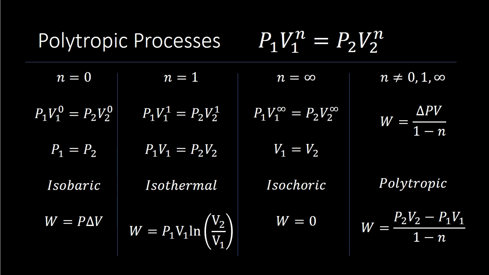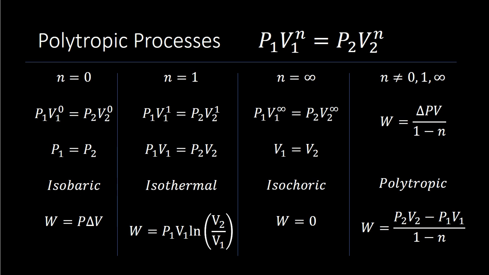If n is some substantially large number, usually it's referred to as infinity. That means that the volume component of our polytropic equation substantially outweighs pressure, such that pressure eventually drops out. This is similar to saying that V1 equals V2, or it's an isochoric process. And under that scenario, there is no work. Work equals 0.